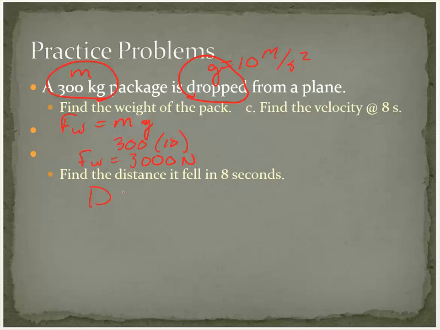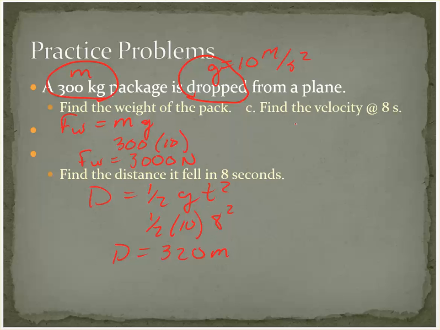To find the distance it fell, we're going to use 1/2 gt squared. 1/2 times 10. The time squared is 8 squared, which is 64, times 10 is 640. Half of that is 320 meters.